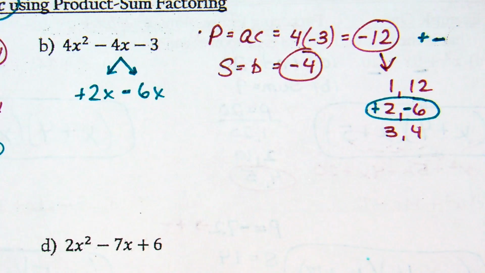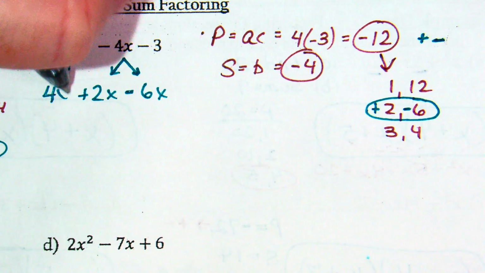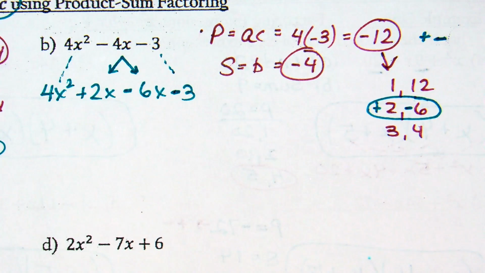Carry down your first and last term. So I'm going to carry down 4x squared out front. I'm going to carry down minus 3 out back. Now what?